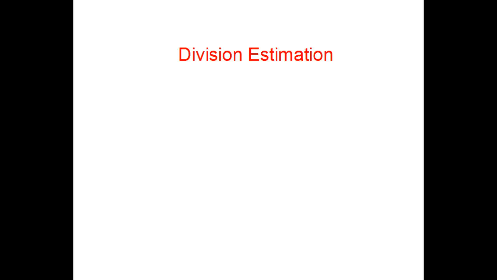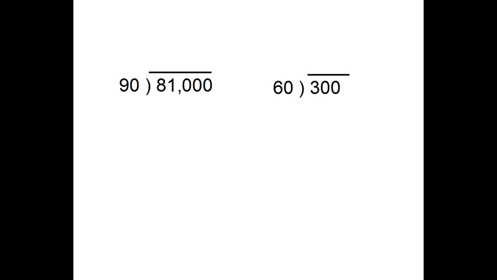Today we're going to be doing some estimating with division. So first I'm going to do a recap of how we divided yesterday with zeros. Our first step was to get rid of the inside and outside zeros. So I've got 1 0 on the outside, get rid of 1 0 on the inside.